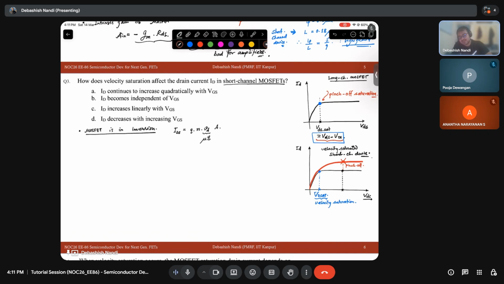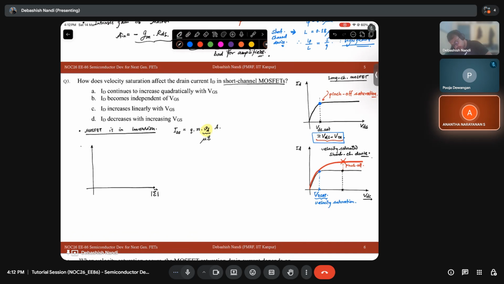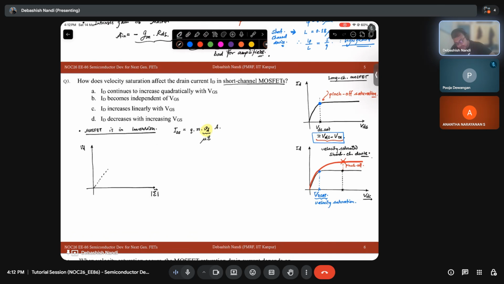So this is the velocity that we are concerned about being saturated, right? So how does your velocity versus electric field look? Let's say this is your electric field. The velocity saturates at high electric field, right, sir? Initially it will increase linearly, and then it will have some saturation. So your curve will be like this.